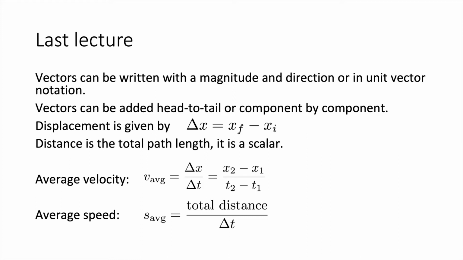We saw that displacement is given by the change in x, which is the final position minus the initial position. Distance is the total path length, it's a scalar. We saw that the average velocity is given by the displacement divided by the change in time, and average speed is given by the total distance covered divided by the change in time. So the average speed is a scalar, while the average velocity is a vector, so a direction needs to be given for the average velocity.